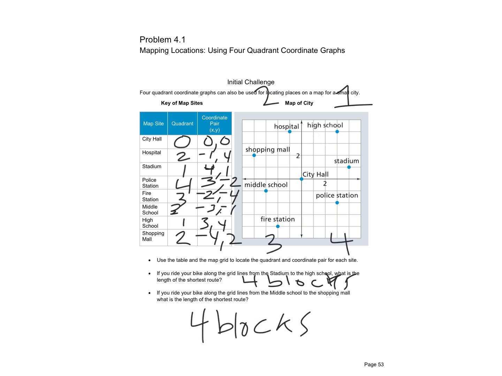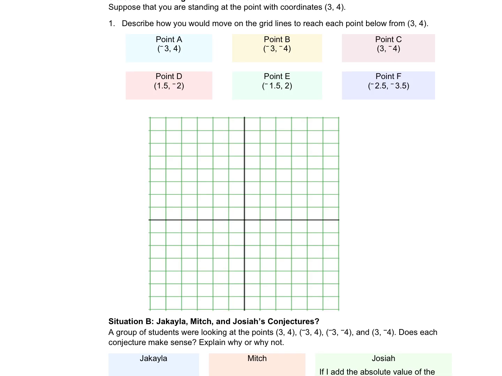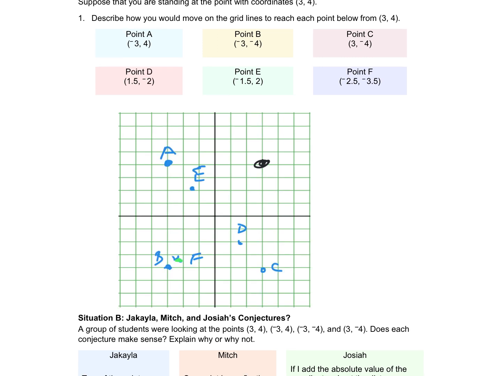All right, let's move on to the next section. It says describe how you would move on the grid lines to reach each point below from 3, 4. So suppose you're standing at the point coordinates 3, 4. Let's put that in first. That's 1, 2, 3, 1, 2, 3, 4. So we're right there. And if we were to go to point A, let's plot these points and then we'll discuss. Okay, I went ahead and plotted all these. I used green here for F because I didn't want to confuse it with B.